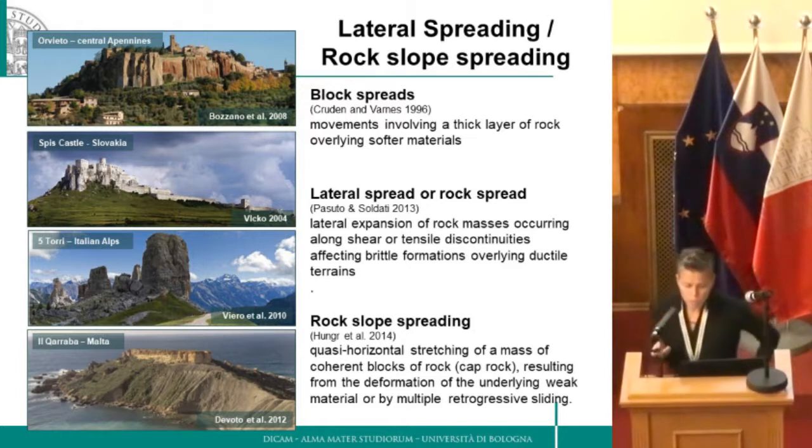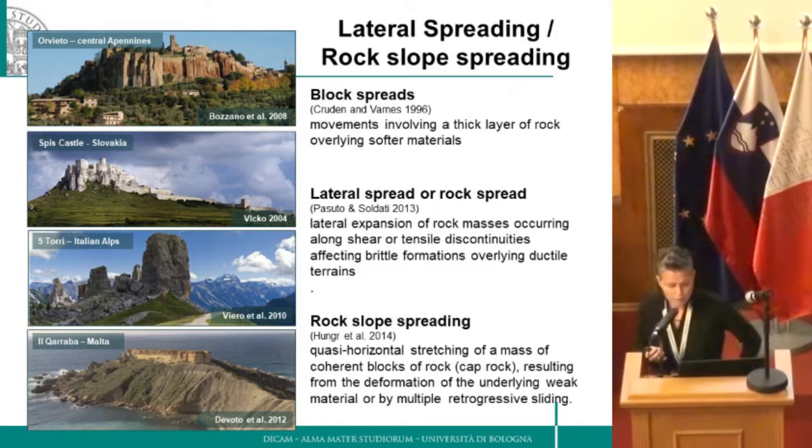So the most used definitions are, on the one hand, block spreads by Cruden and Varnes, so movements involving a thick layer of rock overlying softer materials, or we can use the word lateral spread or rock spread when we are mostly focusing on the lateral expansion of these rock masses. And the same applies for rock slope spreading by Professor Agliardi, who especially focuses on quasi-horizontal stretching of this cap rock on top of weak materials which are outcropping at the bottom.